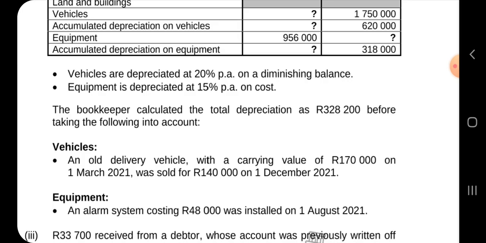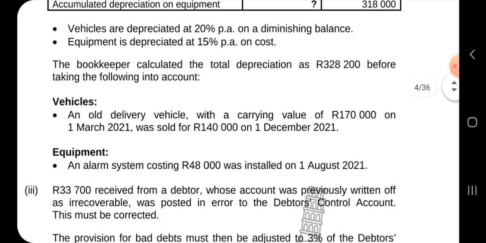So for the old vehicle, the depreciation for the vehicle that was sold was not taken into account, and it needs to be calculated. So if this year we had the vehicle for only like 6 months, for the months that the vehicle was with us in the business, we have to calculate that depreciation. So I hope the audio quality has improved.